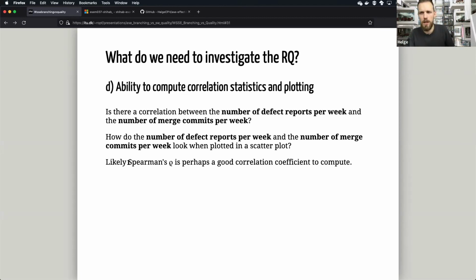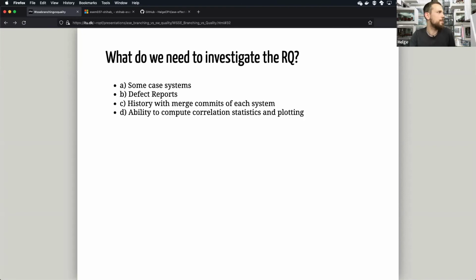And in the discussion, I come back to why I believe that's a good one. So we need these four things: case systems, defect reports from Jira, version control system history from Git hosted on GitHub. And we compute Spearman's rho and we plot scatter plots.